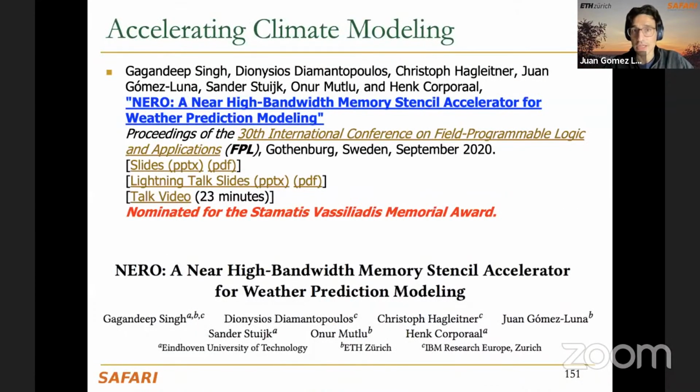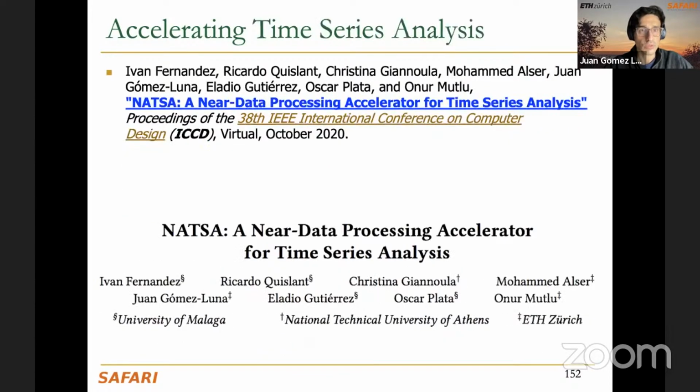Or how to accelerate climate modeling, another proposal, a near processing in memory or near HBM memory accelerator for stencils to accelerate the COSMO model for climate modeling, also part of Gagan's thesis as well.